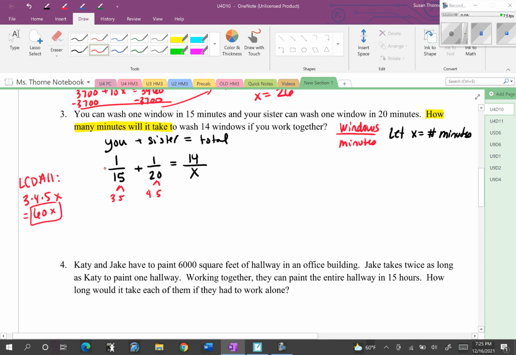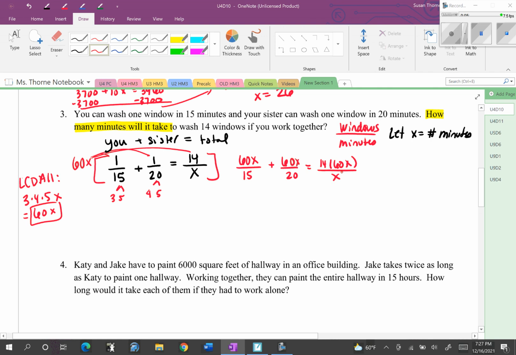So we're going to multiply all the numerators by this. Because if you do something to one side, as long as you do the same to the other side, it doesn't change your equation. So we're going to multiply all the numerators by 60x. When we do this, we get 60x times 1 is just 60x over 15, plus 60x times 1 is just 60x over 20, is equal to 14 times 60x over x.